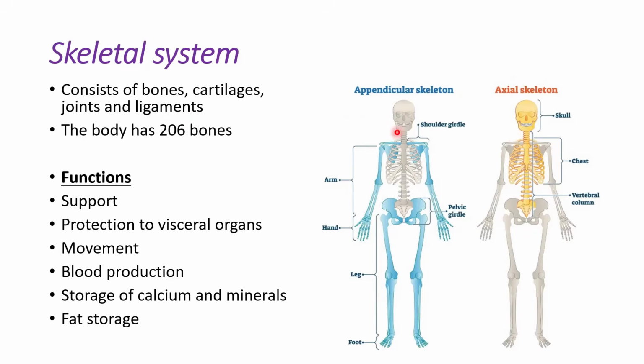What is the function of this skeletal system? One of them is support. They offer support to the body. Then they offer protection to visceral organs. For example, the skull protects the brain. The lungs and the heart are protected by the rib cage. Then with help from the muscles, they enable movement. So the bones and the muscles enable that movement from one place to another.